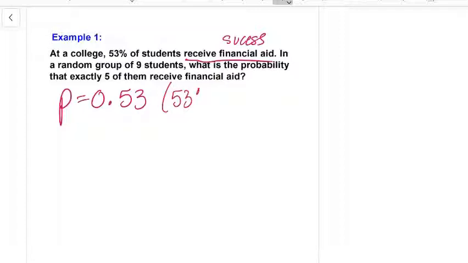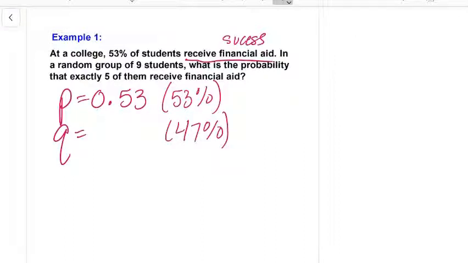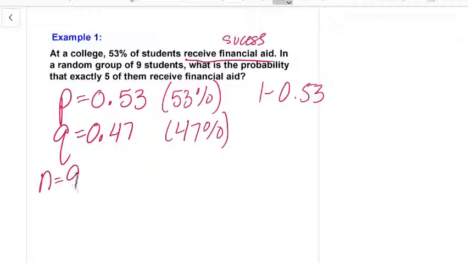So it's 53% success, which means my Q is going to be 47%. If 53 receive it, 47% do not. So 1 minus 0.53 also gives me 0.47. So you can see where I got the success and then failure. So P stands for success, Q stands for failure. I want a group of 9 students, so my N is going to be 9. And what's the probability that exactly 5 of them receive financial aid? So R will equal 5.